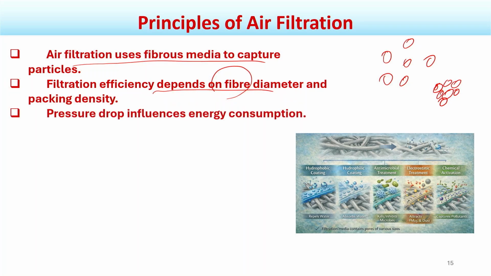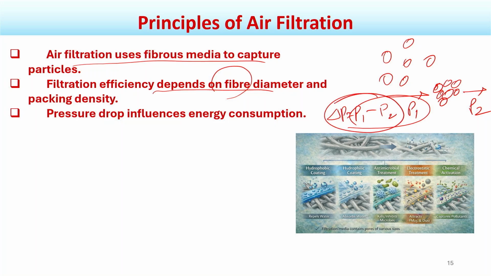And if it is compact, then the pressure drop matters. P1 is the upstream side, P2 is the downstream side, so P1 minus P2 is the pressure drop. A higher pressure drop means you have to use higher energy. So, higher energy consumption will be there, because you have to pass the air through the filter medium.